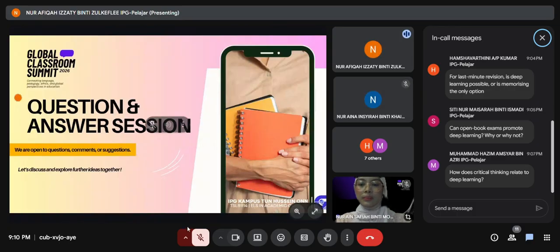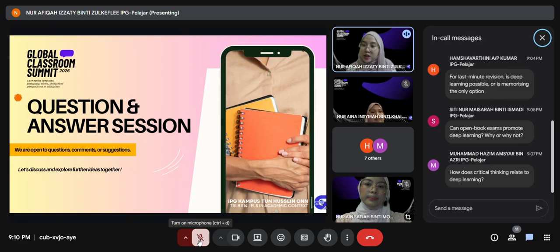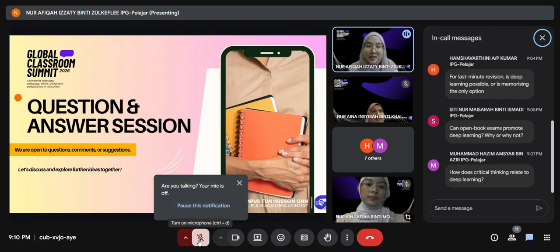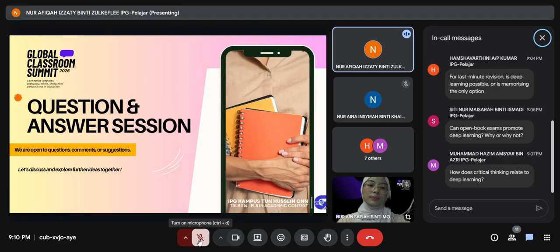So now I'll be answering the second question, which is, can open book exams promote deep learning? Why or why not? Well, for me personally, yes, open book exams can definitely promote deep learning. But one thing you have to understand is that it depends on how they are designed, because we all know that in an open book exam, students can refer to notes, so students can refer to the information that they have from the notebook.